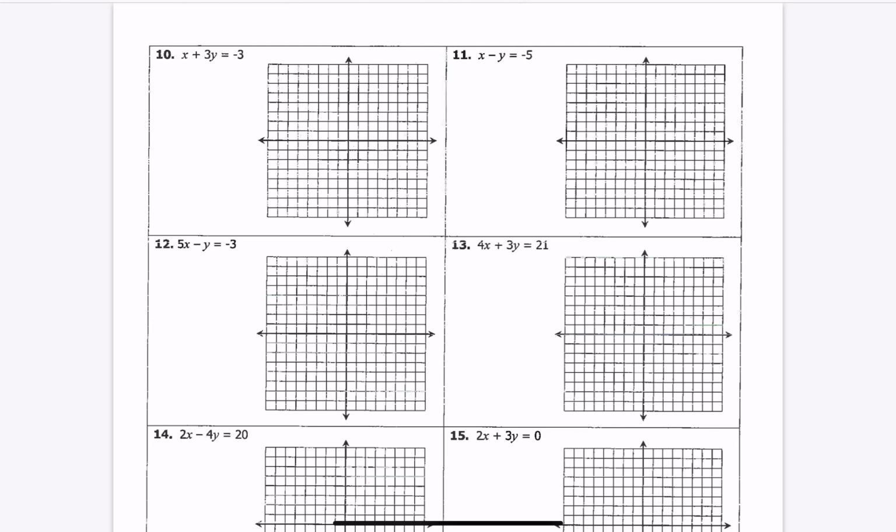So the first thing you're going to need to do on all of these is get them into y equals slope-intercept form. So you need to solve for y because you need to get it into slope-intercept form, right? So that's important. These are in standard form, and you need to get them into slope-intercept form so you can pull out the slope and the y-intercept.